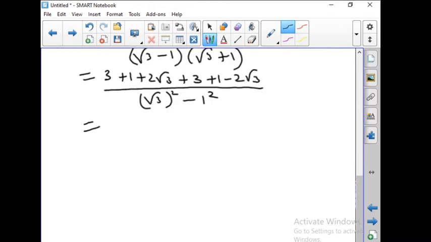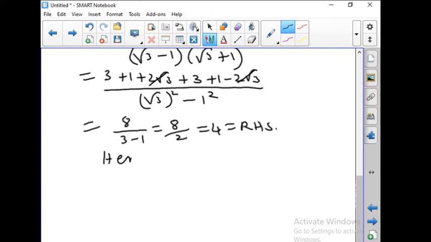So plus 2 root 3 and minus 2 root 3 gets cancelled. 3 plus 1 is 4, 4 plus 3 is 7, 7 plus 1 is 8, divided by 3 minus 1, which is equal to 8 by 2, which is equal to 4, and this gives you the right hand side. Okay, hence we have proved.